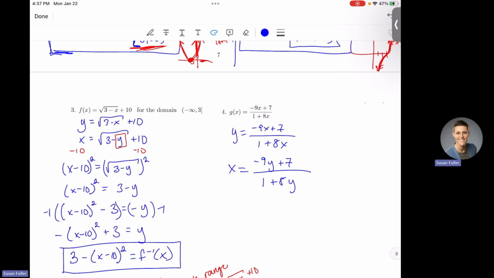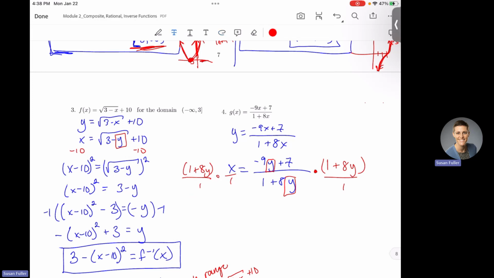And now we have to figure out how to solve for y. We are in inverse land, but we need to solve for y. I've got y's on top and bottom here, and I also have a rational equation here. So to solve a rational equation, you're going to multiply both sides by your least common denominator, which for these two fractions is that 1 plus 8y. That's our least common denominator, so we're going to multiply both sides by it.